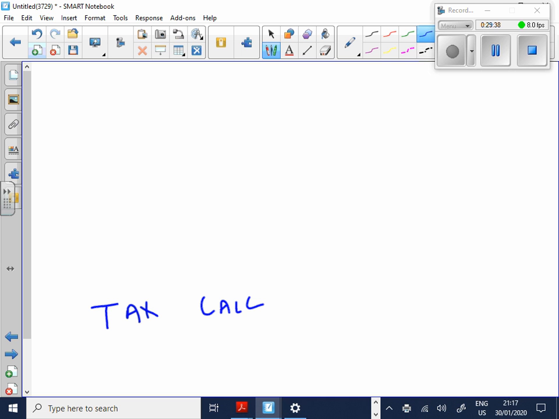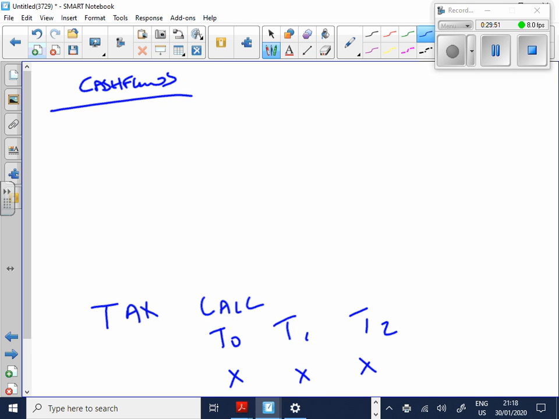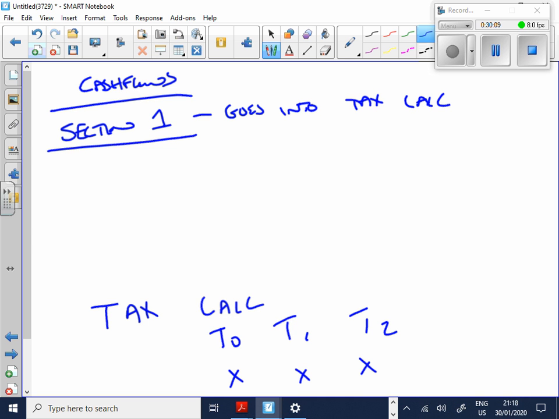And what I'm going to do is, for time 0, time 1, time 2, work out a cash flow down at the bottom. Does everybody understand? But then I've got my actual cash flows up at the top here, and I just want you to understand what I'm doing. Now, inside this section, I prefer to have two separate sections inside the cash flows. So I like to have section 1, which goes into the tax calc. And then I've got section 2, which does not go into a tax calc.